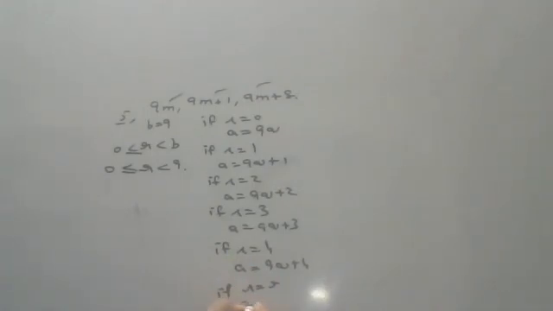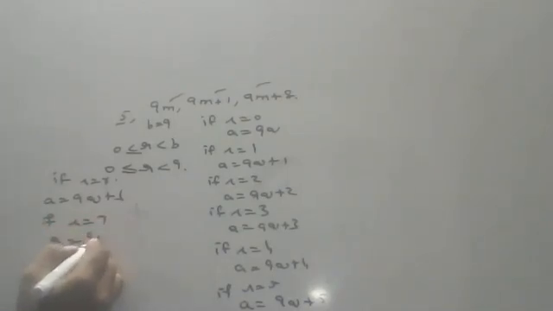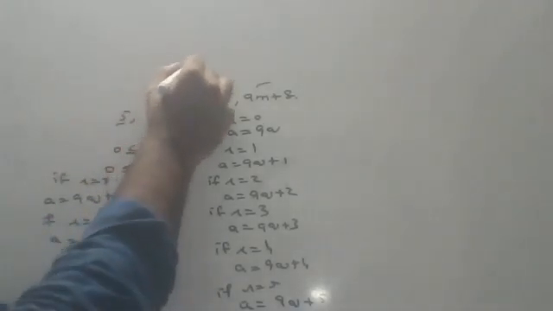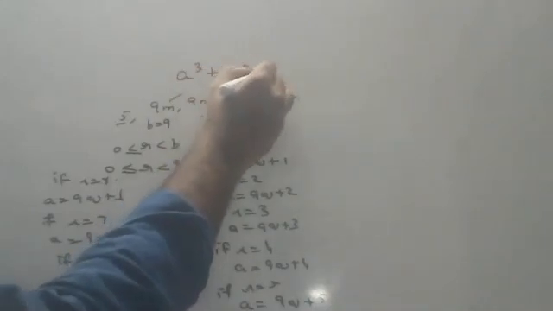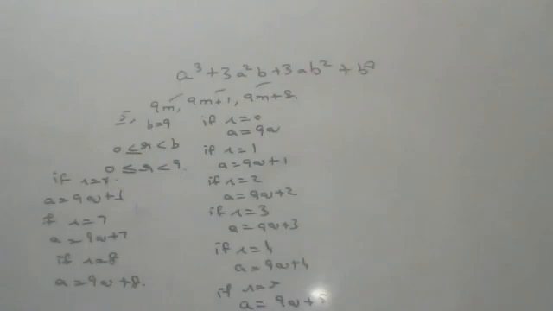A is equal to 9 cube plus 5. If r is equal to 6, a is equal to 9 cube plus 6. If r is equal to 7, a is equal to 9 cube plus 7. Hope everyone is copying with me. If r is equal to 8, a is equal to 9 cube plus 8. So children, they asked cubing. Cubing means you have to remember the formula: a cube plus 3a square b plus 3ab square plus b cube. We will use this formula.